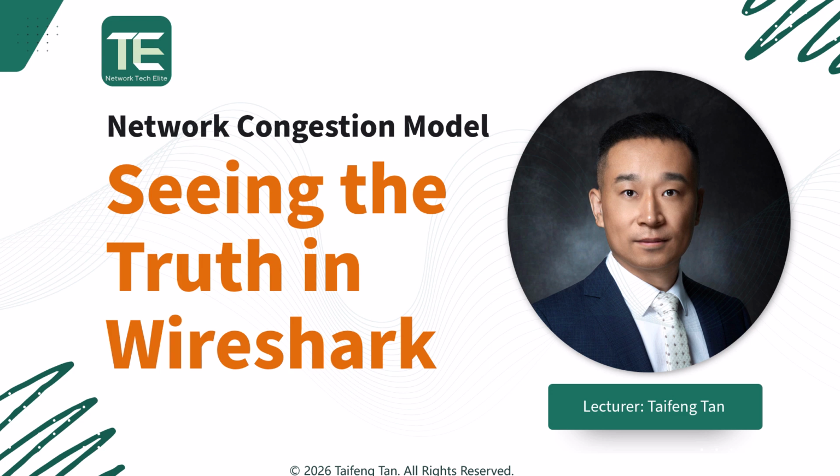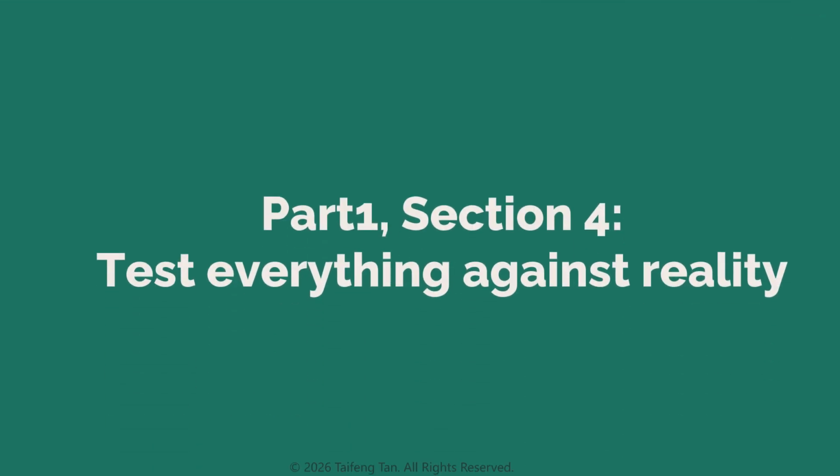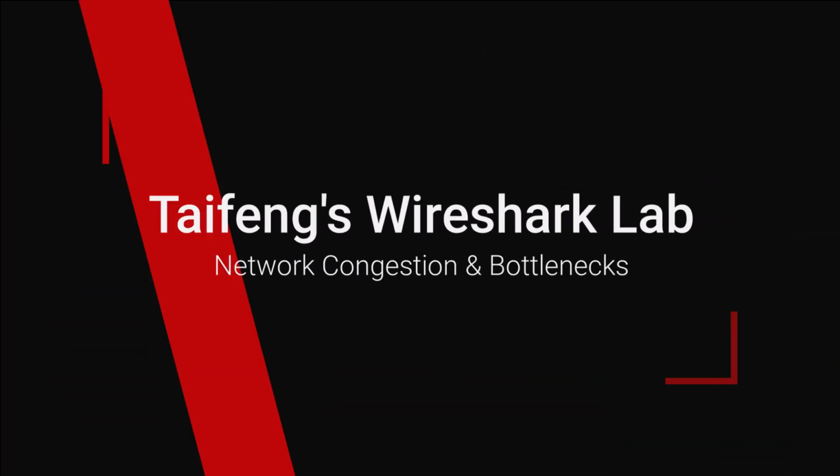In the last 3 episodes, we built the path model. We built the congestion model. We debated what congestion actually means. Now we test everything against reality. Packets tell the secrets, Wireshark listens, and you see the truth.